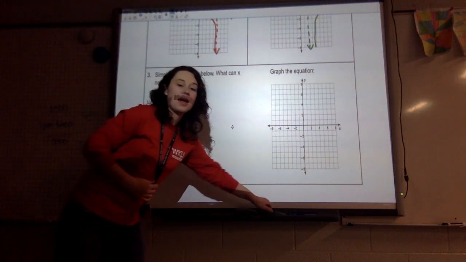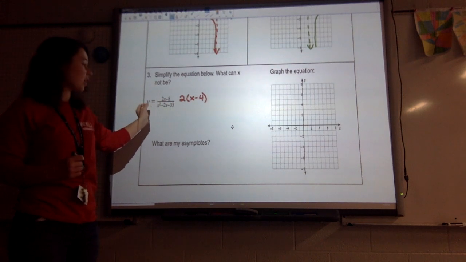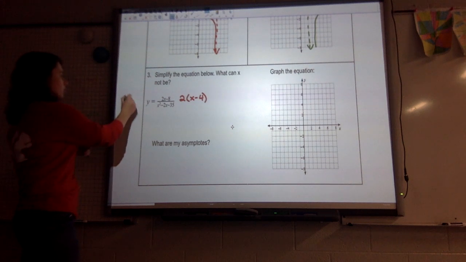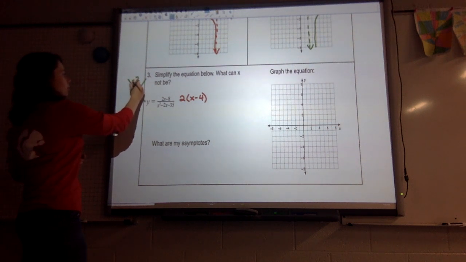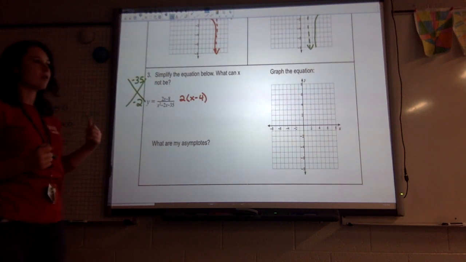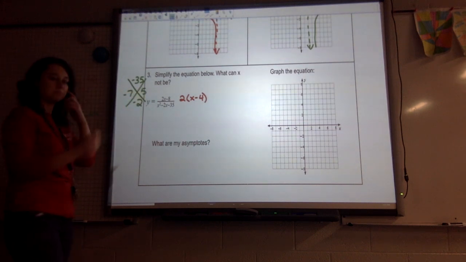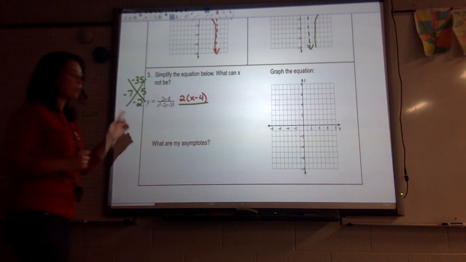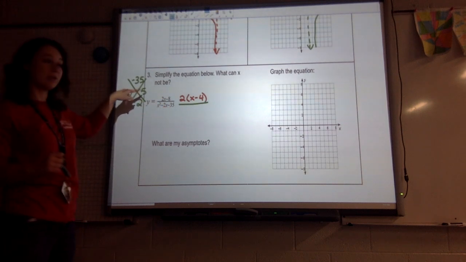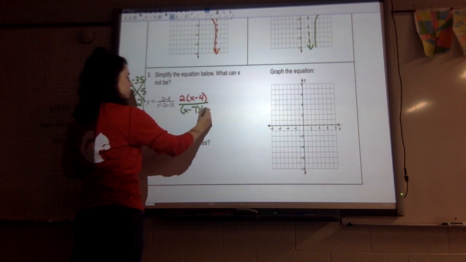Now I'm going to go and factor the bottom. And again, this time, there's nothing in common. But because it's an x squared, I can do my x method. So I'm looking for two numbers that multiply to negative 35 and add to negative 2. And when I think that through, that would be negative 7 and 5. So all that I'm going to do now, instead of writing x squared minus 2x minus 35, I'm going to replace it with its factors. I've got x minus 7 and x plus 5.